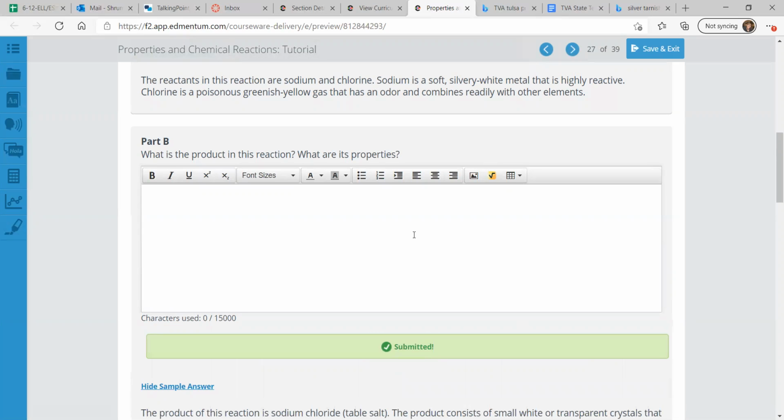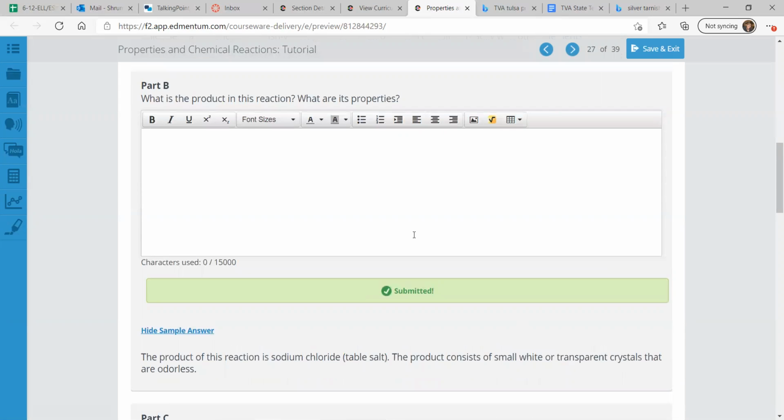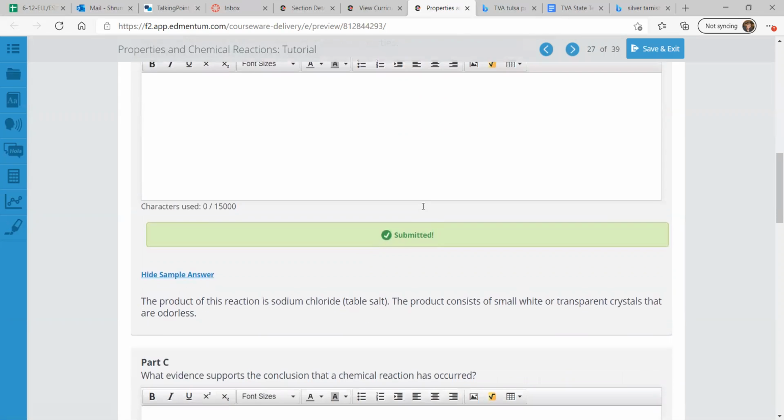What do they become? So it becomes sodium chloride. Sodium plus chlorine becomes table salt, sodium chloride. The product consists of small white or transparent crystals that are odorless.